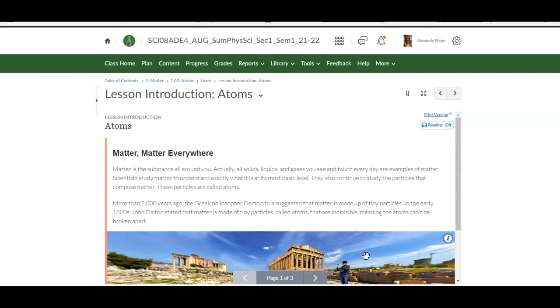Scientists study matter to understand exactly what it is at the most basic level. They also continue to study the particles that compose matter. These particles are called atoms. More than 2,000 years ago, the great philosopher Democritus suggested that matter is made up of tiny particles. In the early 1800s, John Dalton stated that matter is made of tiny particles called atoms that are indivisible, meaning that atoms can't be broken apart. Indivisible, that word. They're not able to be divided or broken apart.